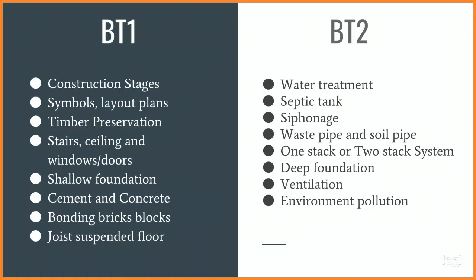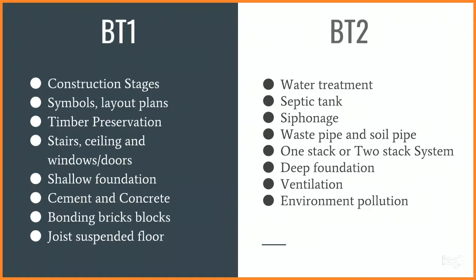Waste pipe and soil pipe: in the building, you usually have two systems of piping. So these are not mixed. One is the waste pipe, about the kitchen, maybe your bathtub; all these are the waste that comes from the kitchen. But then the soil pipe is the one from the toilet, where the water together with the waste goes to the septic tank.